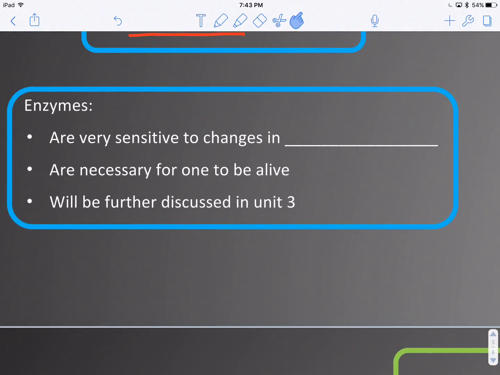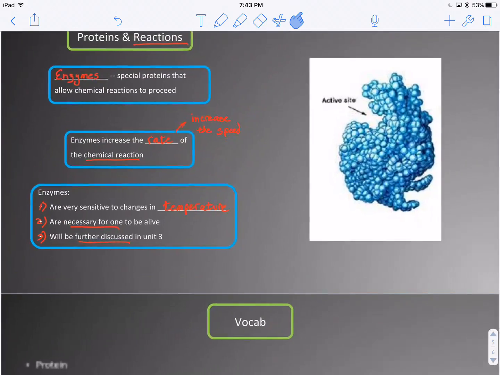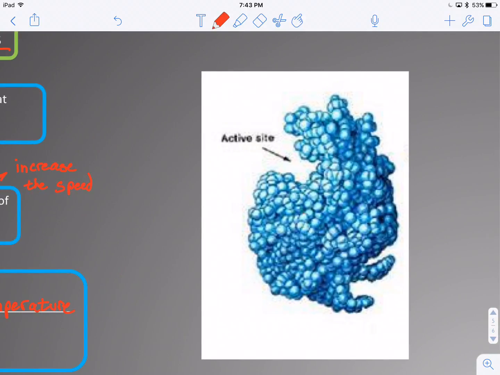Something that is very important to remember when we're talking about enzymes is that they're really sensitive to changes in temperature. So if an enzyme is said to only work at 60 degrees, that's the thing. If it's higher or lower than that, it's not going to work as well as it could. They're also necessary for us to be alive. Without these chemical reactions that they're involved in, we wouldn't be able to live. And they're going to be further discussed in Unit 3. This is not the last that you've heard of enzymes.